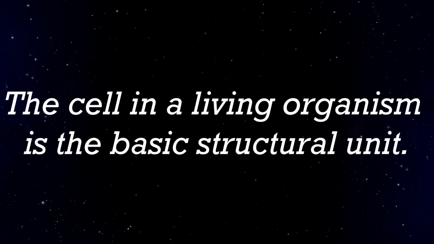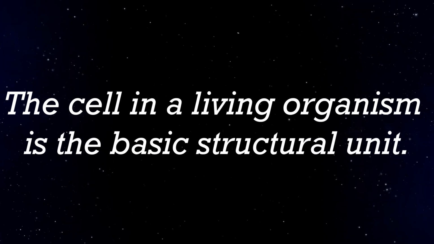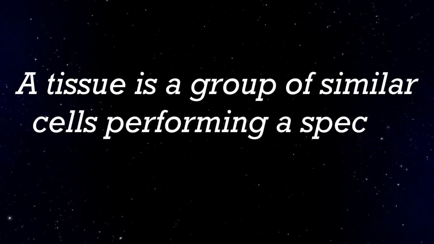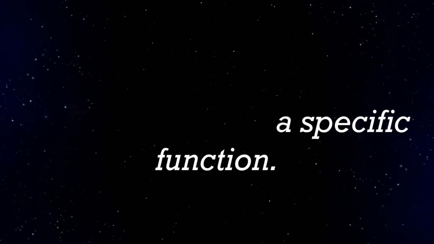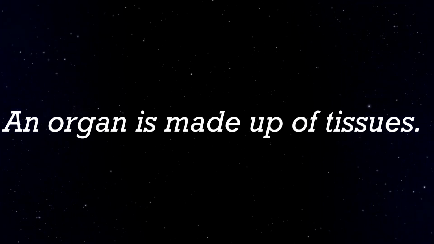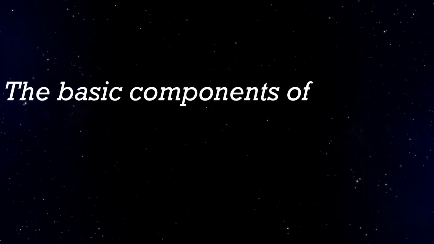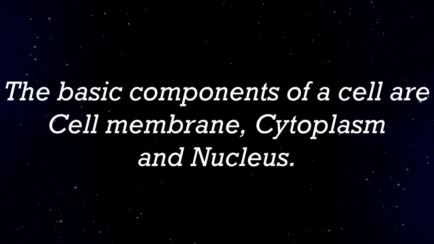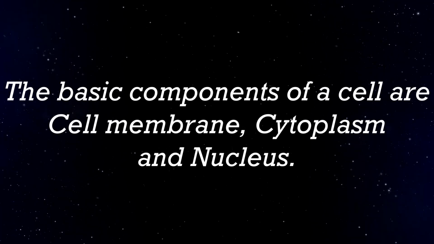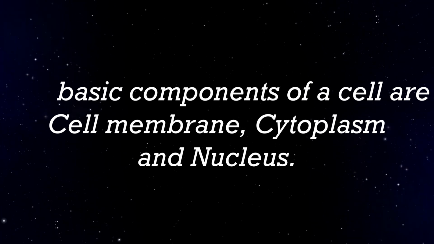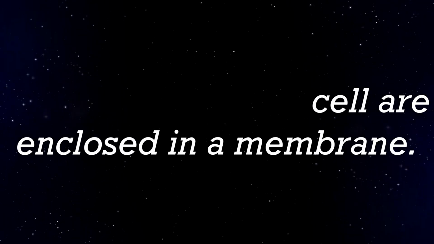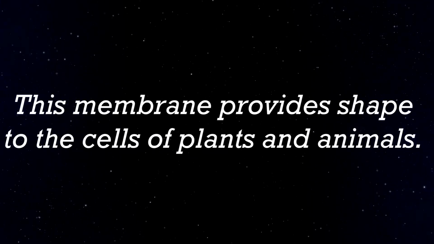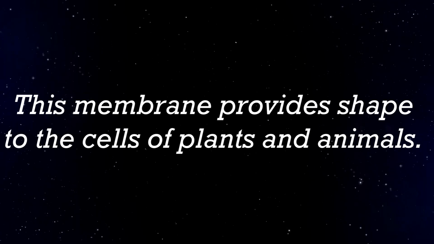What did we learn? The cell in a living organism is the basic structural unit. A tissue is a group of similar cells performing a specific function. An organ is made up of tissues. The basic components of a cell are the cell membrane, cytoplasm, and the nucleus. Components of the cell are enclosed in a membrane. This membrane provides shape to the cells of plants and animals.